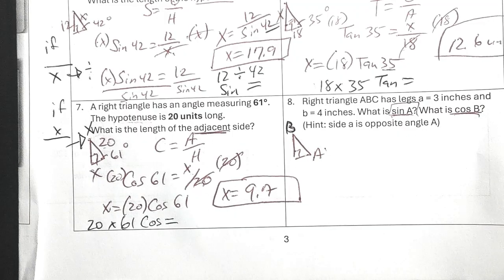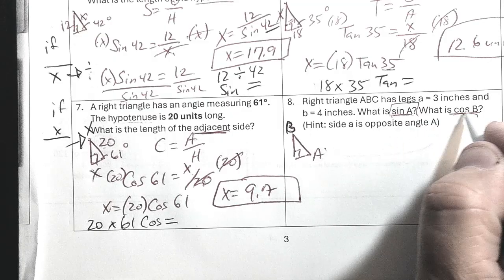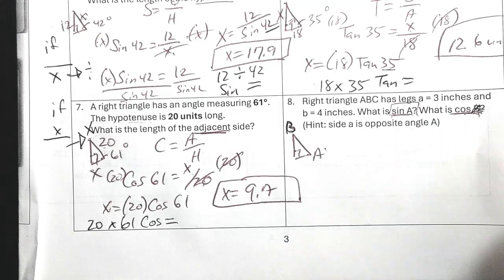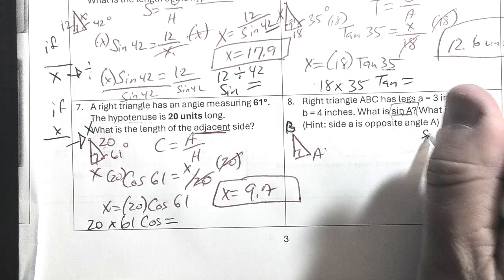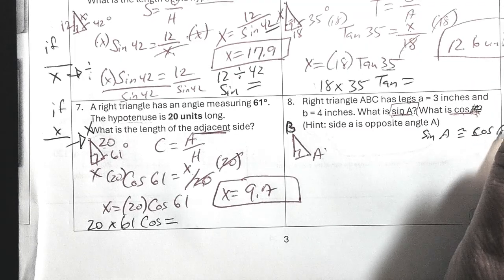All right, finishing up. Number 8. This one's completely different. So it's asking for the sine of A and the cosine of B. We're going to give it the sine of A and the cosine of A because the sine of A is going to be the same as the cosine of B.